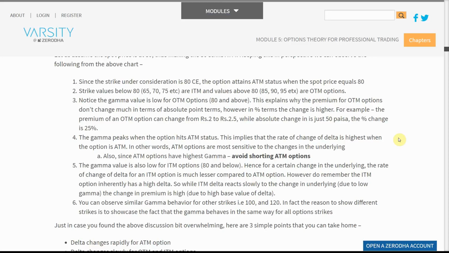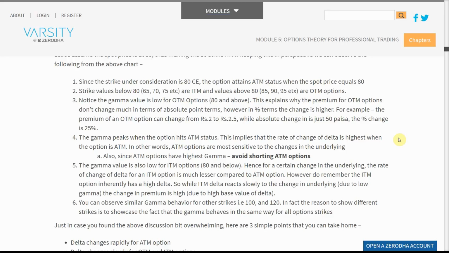This explains why the premium for OTM options doesn't change much in terms of absolute points. However, in percent terms the change is higher. For example, the premium of an OTM option can change from 2 rupees to 2 rupees and 50 paise, while the absolute change is just 50 paisa. The percent change is 25%.